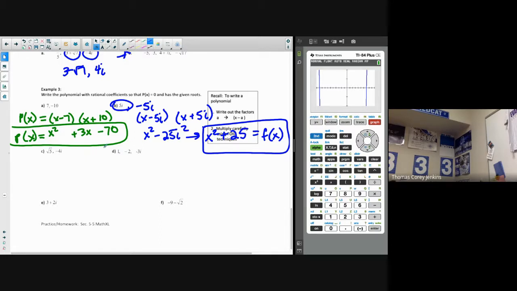You can start to take some shortcuts on these, if you start to see them, right? So think about how negative 4i and 4i are similar to these two. But let's go ahead and do it the long way. So your roots would be x minus square root of 5, x plus square root of 5, and then the same thing for your i term. So x plus 4i and x minus 4i.